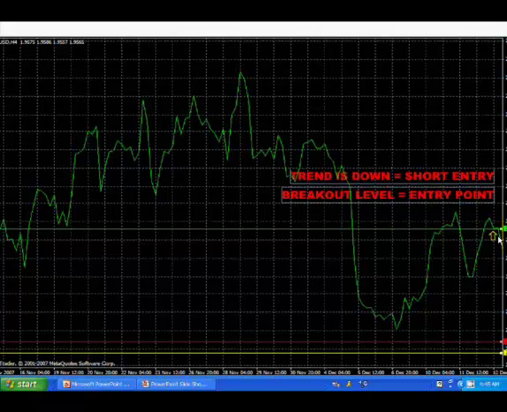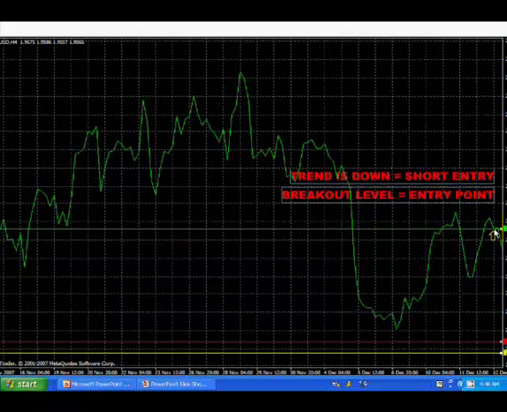We can put in our entry order. Once we see that close below support, now we can put in our limit order to sell short. And where are we going to place that limit order to sell short? It's going to be at the breakout point. So when price pulls back to the breakout point, that's where we want to enter.